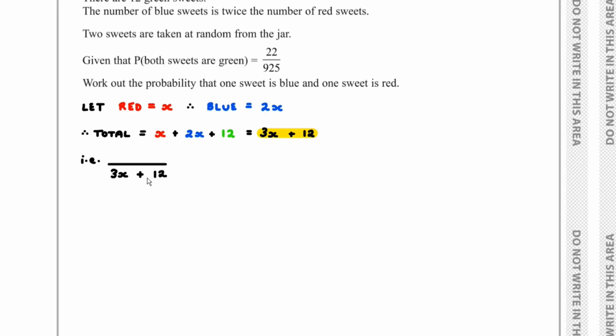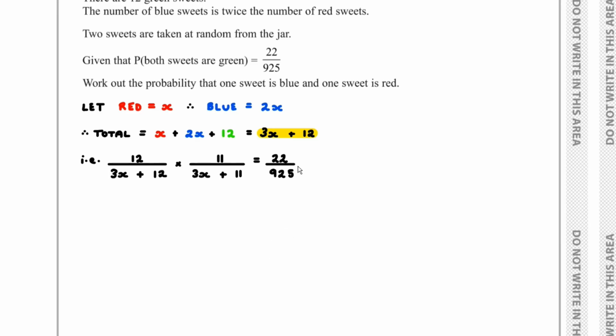Now, to begin with, we've got 3x plus 12 sweets in total, and 12 of them are green. And if I remove one sweet, I've got 3x plus 11 now, and the number of green sweets I'd have left will be one less than the 12, which is 11. So 12 over 3x plus 12 multiplied by 11 over 3x plus 11 is equal to 22 over 925.